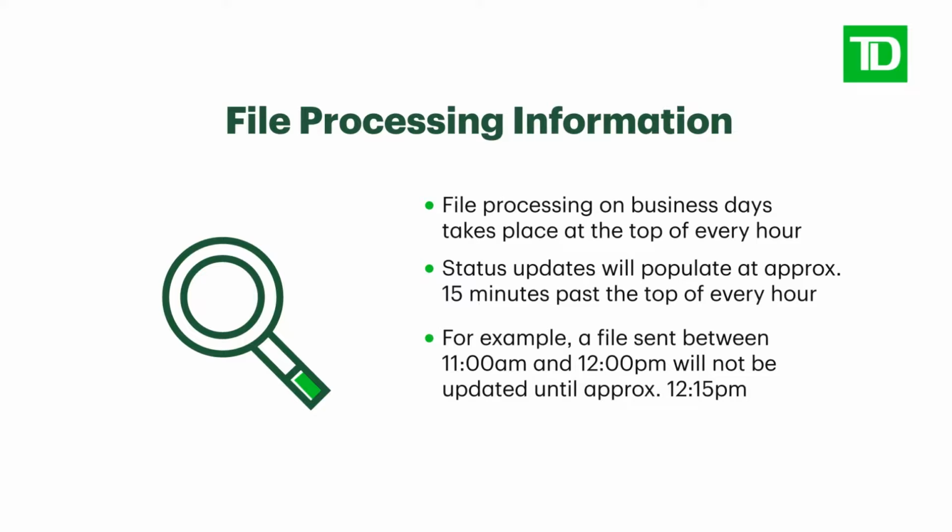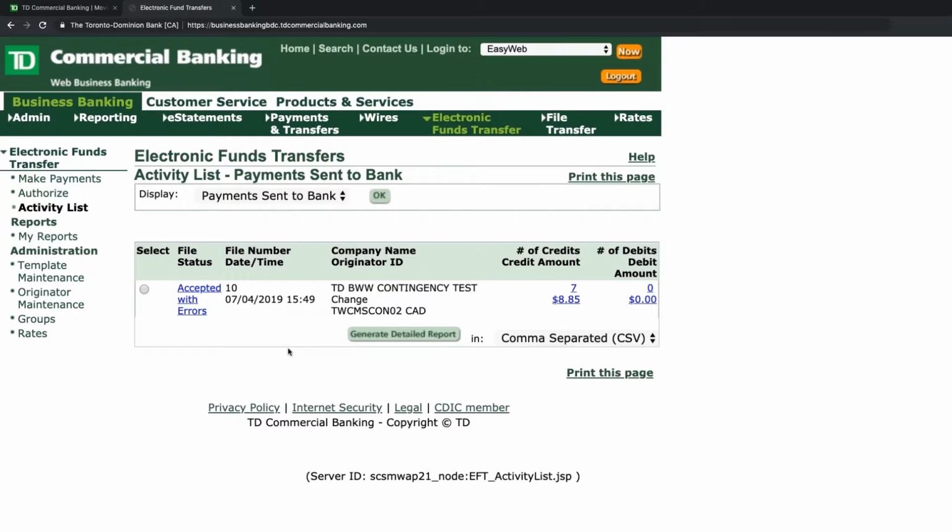You must return back to your activity list to view the status of your file promptly to ensure any errors are corrected as soon as possible. To view the status of your file promptly and ensure the payment details are accurate, use your activity list. Once the file status field is populated, there are 3 possible results you will receive.